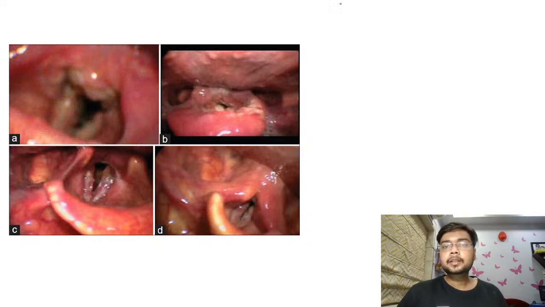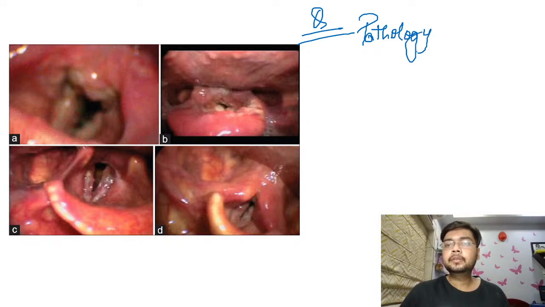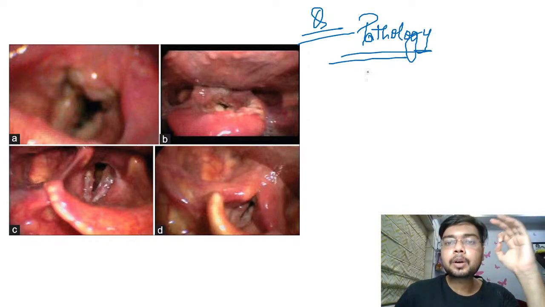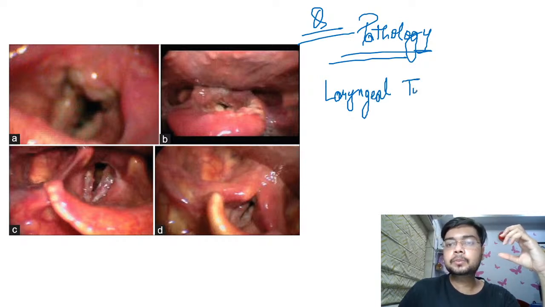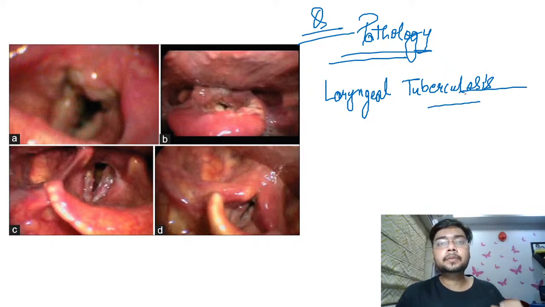Now here again some pathology you can see, and this is something which is very important with regard to ENT. The pictures that you are seeing here are a clinical presentation of laryngeal tuberculosis. So now you can observe what all you are seeing. So here you can see multiple nodular lesions over the vocal cord. Again, these lesions are causing the mouse nibbled appearance of the vocal cord.